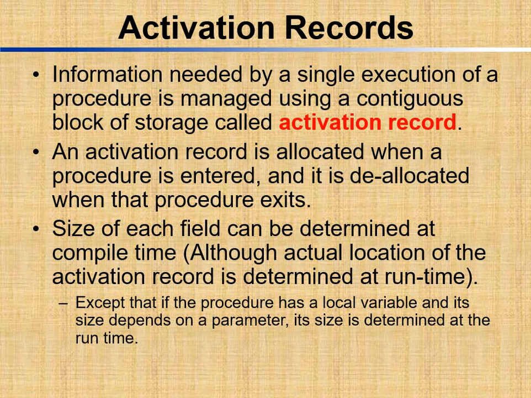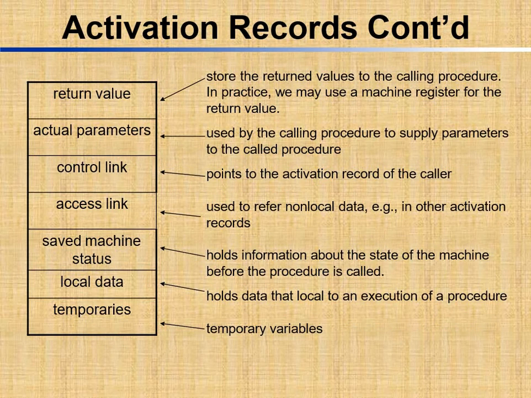Except that if the procedure has a local variable and its size depends on a parameter, its size is determined at runtime. Now we can see the activation record: a return value, actual parameters, a control link, an access link, saved machine status, local data, and temporary variables. This is the structure of an activation record.